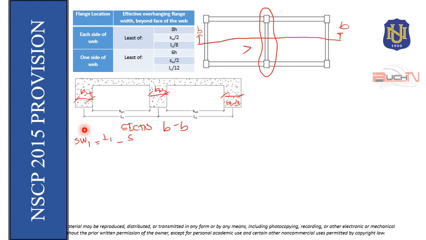minus BW sub 1 divided by 2 kasi kukunin natin yung kalahati o babawasan natin to ng kalahati, then babawasan natin ng kalahati yung kabila. So that will be minus BW sub 2 divided by 2. Then for SW sub 2, that will be L sub 2 minus BW sub 2 over 2 minus BW sub 3 over 2. Yan ngayon yung clear distance natin to the next web.